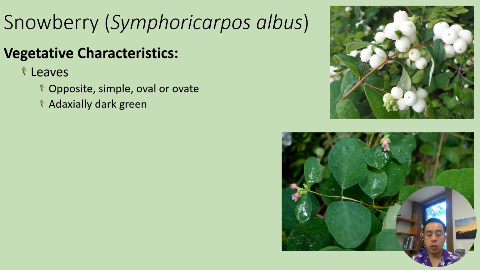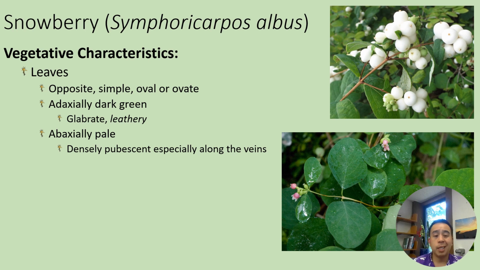The top side is adaxial, and they are glabrate and leathery, so that means they become glabrous with age, and they're also leathery in feel. And abaxially, as you can see in the top photo, they are pale. Abaxially, or the back, can be pale because they are densely pubescent with little white hairs, especially along the veins on the underside.